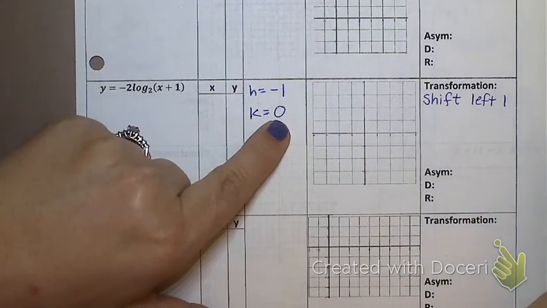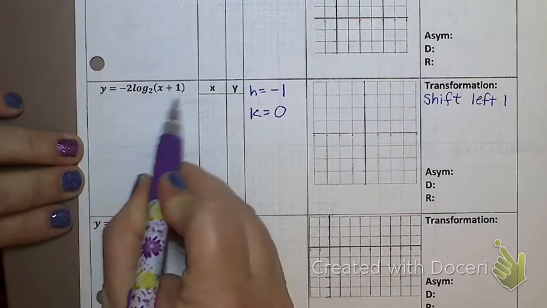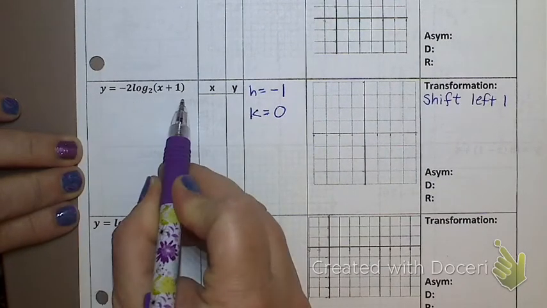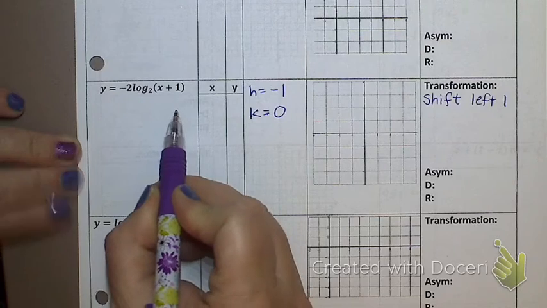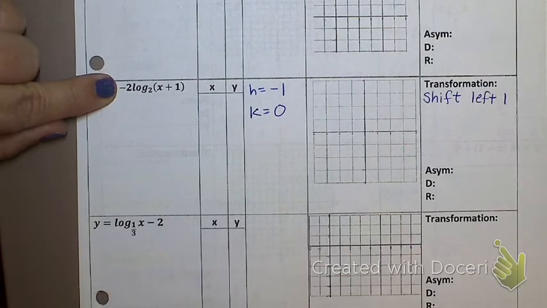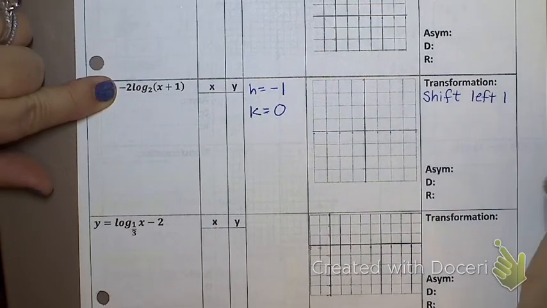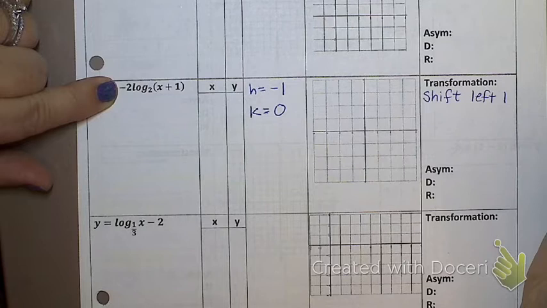Okay, so I have a shift left 1. What does the k mean? Do I have any other shifts? No. Are there any other numbers here that would be causing a transformation? -2. Would you say that's an a value or a b value? It's an a. That's an a value. And the first thing I notice about that a value is that it's negative. What does a negative a value mean?